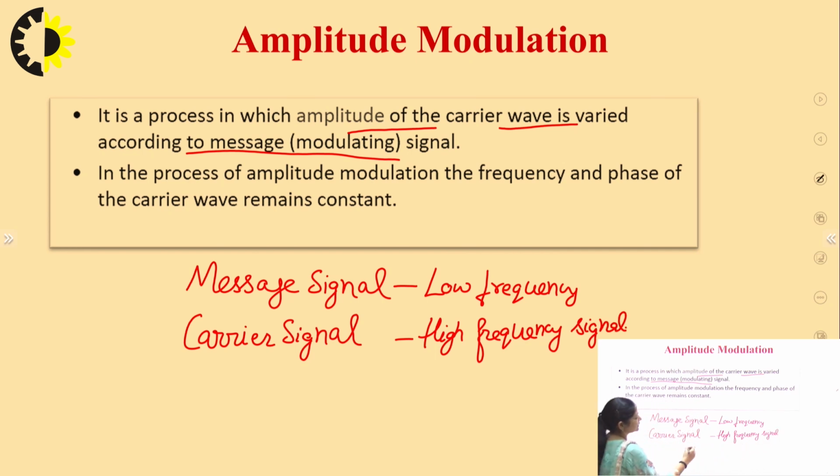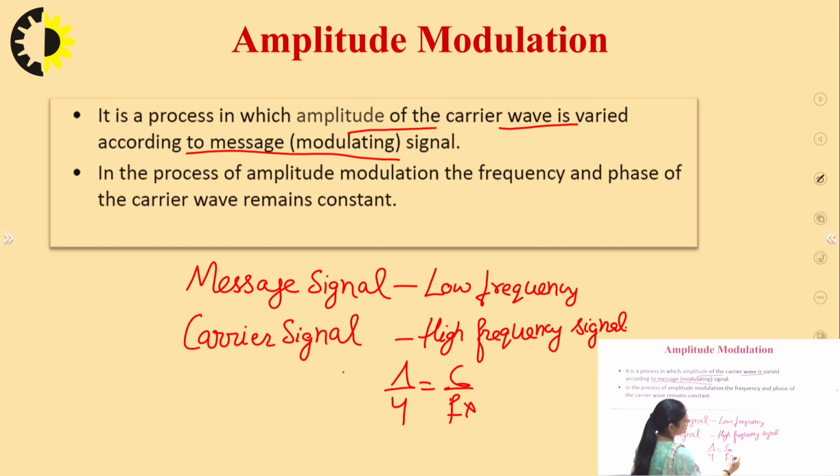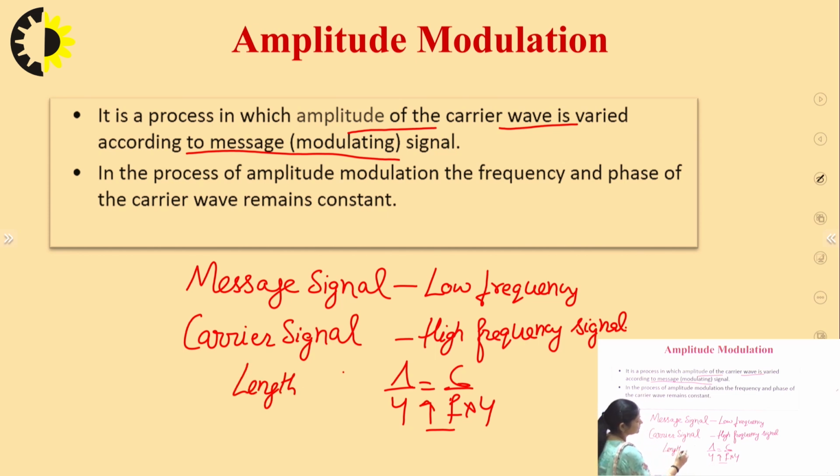As we know that length of the antenna depends upon lambda by 4. Now lambda is equal to C by F, so length is C by F into 4. Now if the frequency is high, then the length of antenna will be less. So that's why we take the carrier as a high frequency signal.